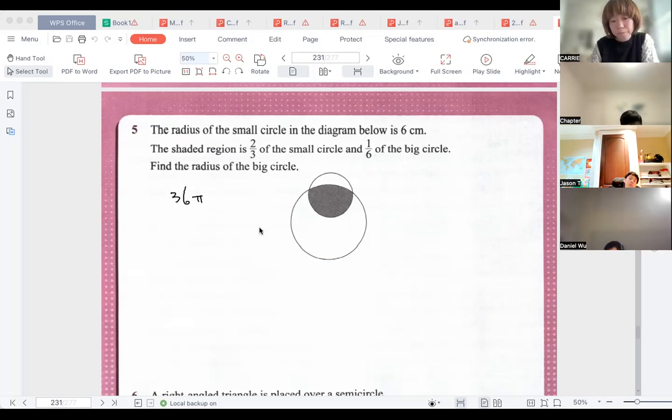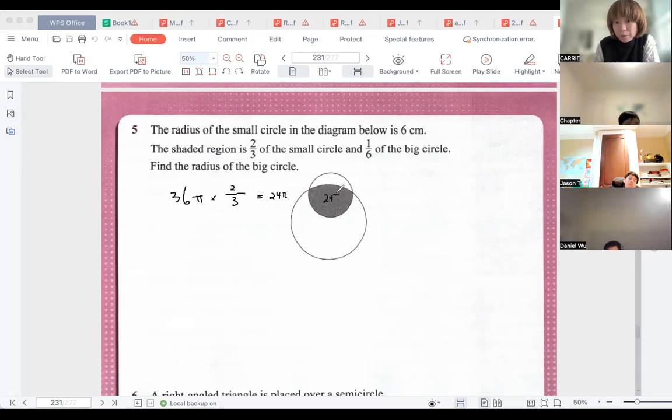The area of the small circle. So can you tell me what is the area of the shaded region? The shaded region is 24 pi. Thank you. So now you know how to do it, right? Because I know you know how to do it, right? Daniel? Okay, so equals 24 pi.